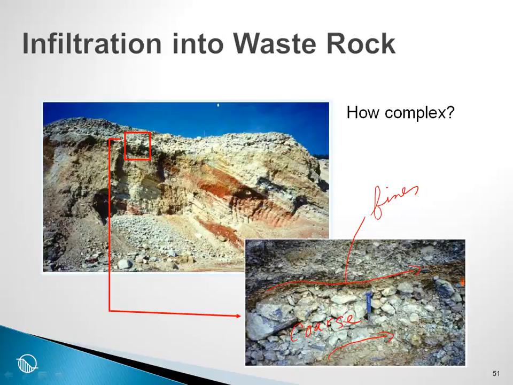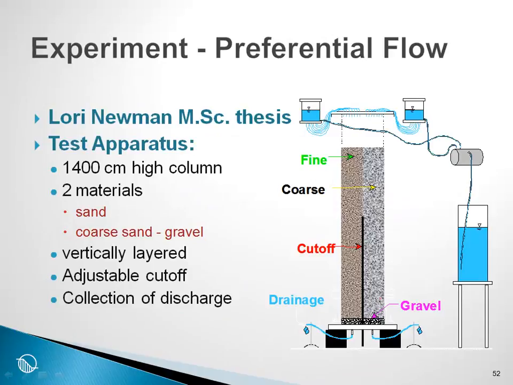The unsaturated soils group at the University of Saskatchewan became interested in this site and were invited to view the site, and the question became, can this observation be modeled, and can it be explained based on unsaturated soils theory? And so one of the graduate students, Lori Newman, did her master's thesis on this project, and she built an apparatus approximately 1.4 meters high. The idea was to have two different materials, one a fine material, one a coarse material, and then to drip water on the surface and try and see if it could be demonstrated where the flow would go.